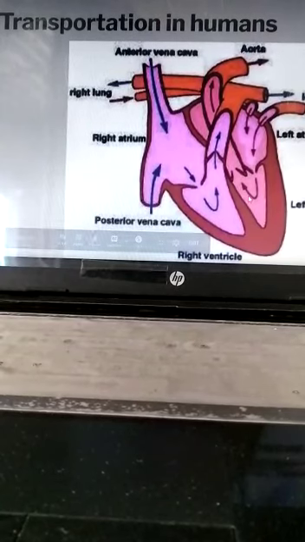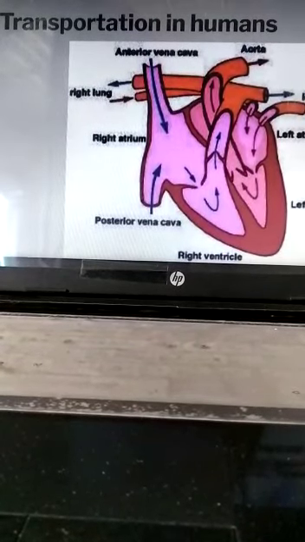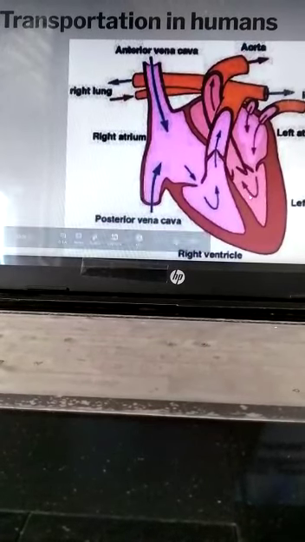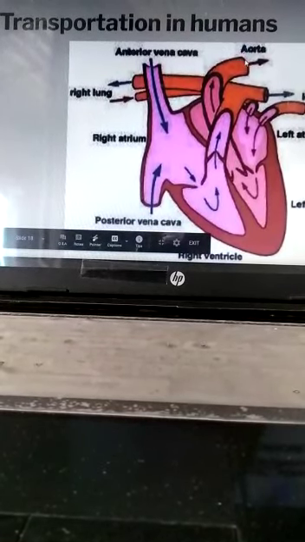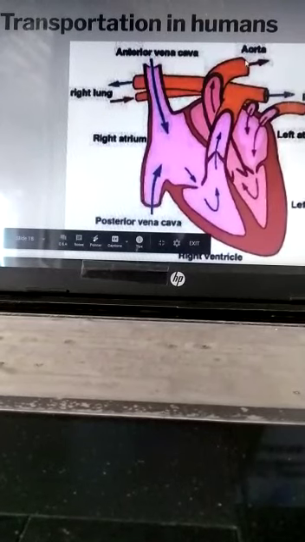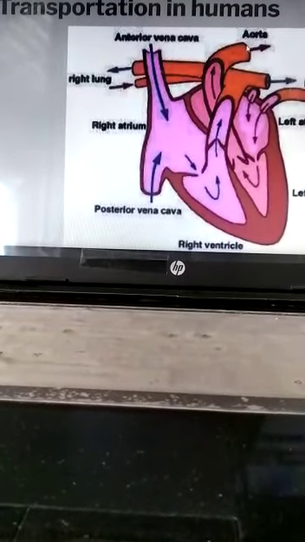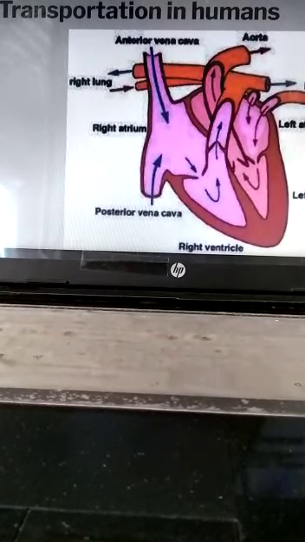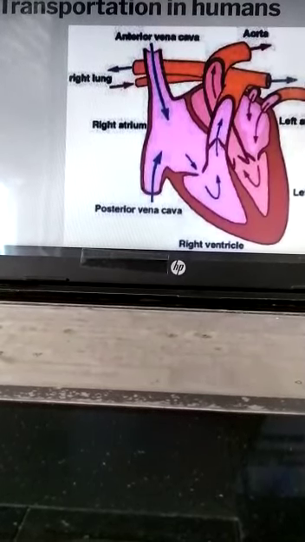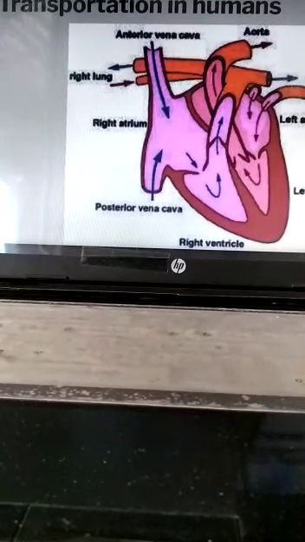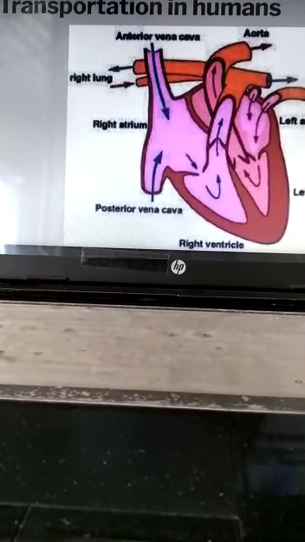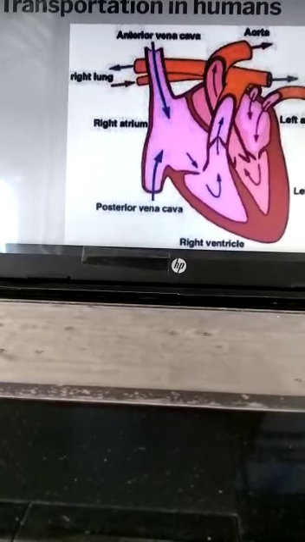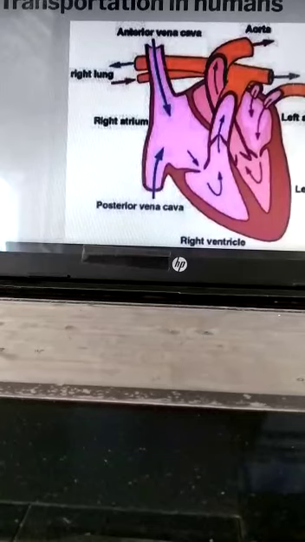When the left ventricle contracts, the oxygenated blood is forced into the main artery called aorta. This main artery then branches into small arteries which go into different body organs. The main artery carries blood to all the organs of our body.